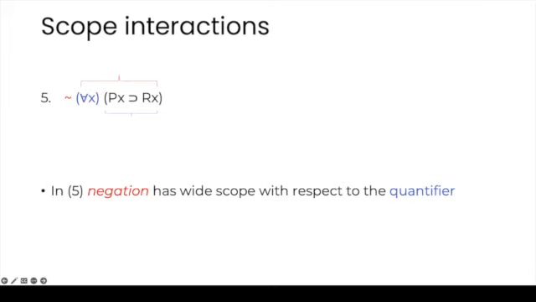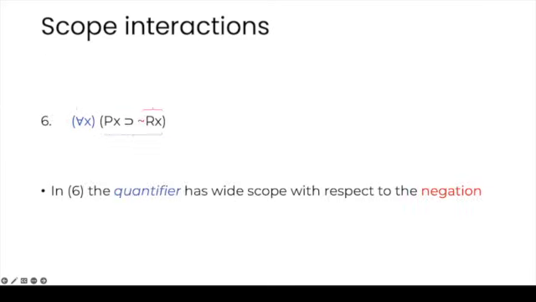It's just what is to the right of the quantifier. But if you look at 6, the roles are reversed. Now, the quantifier has the whole open sentence, the whole body of the sentence, as its scope, whereas the negation only has the sentence Rx. And here, the quantifier has wide scope with respect to the negation.